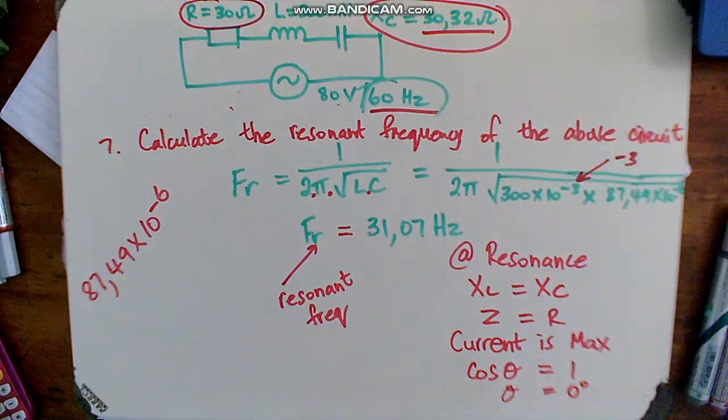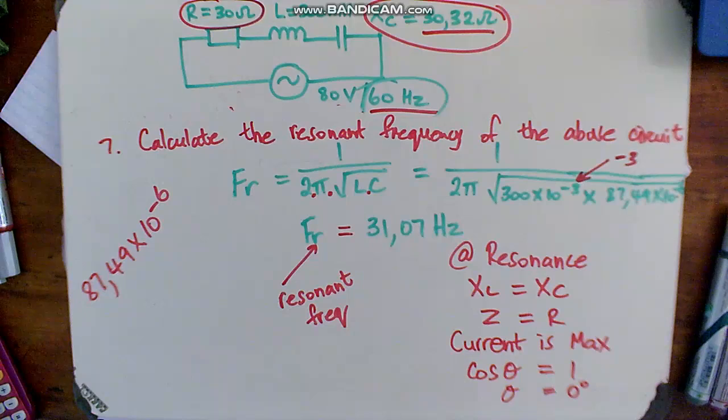Cos theta is also equal to 1, because if R is equal to Z, and the formula for power factor is R over Z, this means you're going to get the same number over the same number, which would be 30 over 30, which would give you 1. This also means that the phasor angle is equal to 0. So cos of 0 is equal to 1. It's so simple like that. So those are the 5 things that take place at resonance.